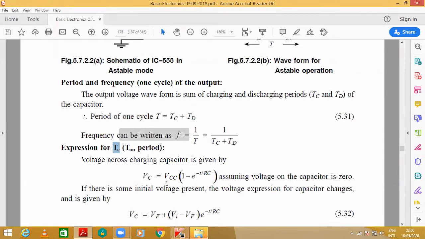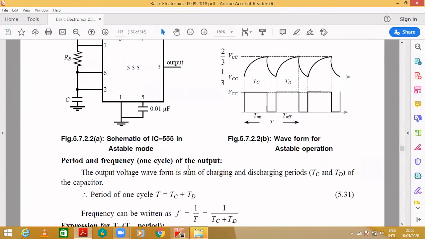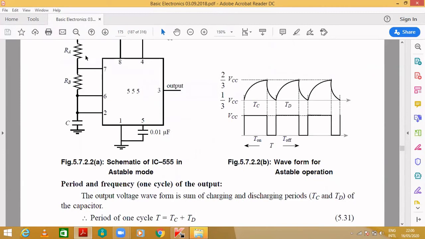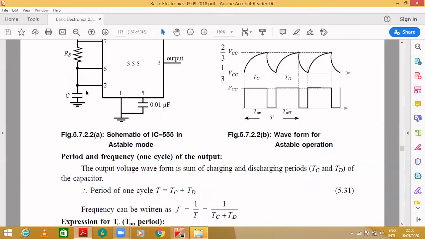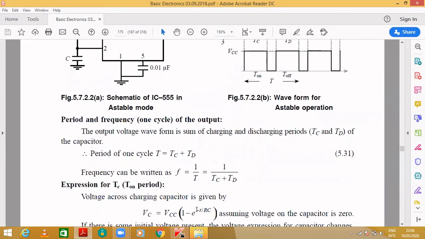The voltage across the capacitor is represented as VC. That will be equal to VCC into (1 minus e raised to minus t by RC). VCC is the main supply, you are giving plus 5 volts, isn't it? This R resistance, as you may remember, the capacitor will be charging through RA and RB only. So this R is nothing but RA plus RB. Similarly, C is the capacitor, where it will start charging and discharging.